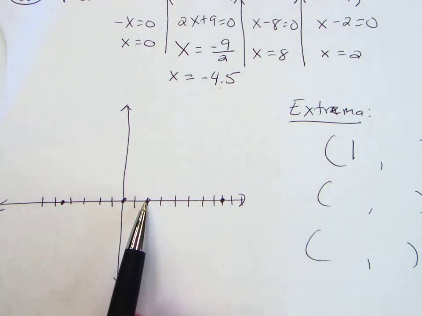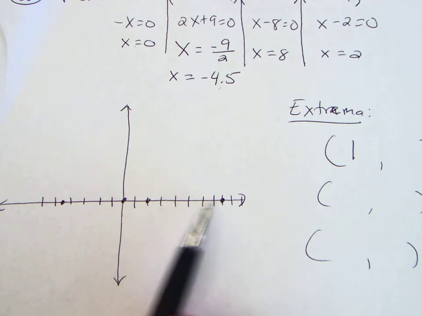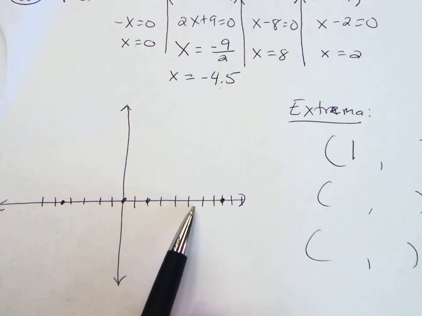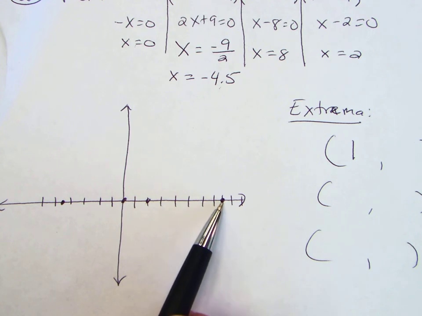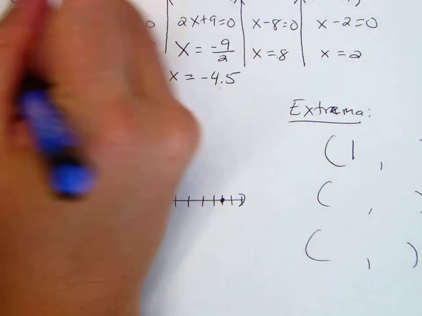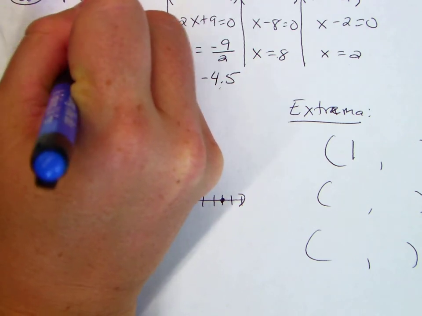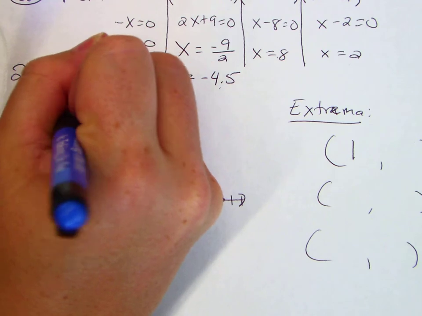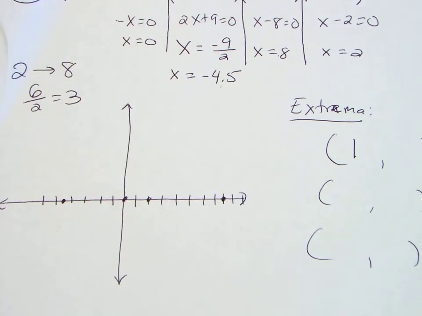This one. Halfway between these 2 points. All right, so let's look. 1, 2, 3, 4, 5, 6. There are 6 spaces to get from 2 to 8. To get from 2 to 8, it's 6. Half of 6 is 3. A lot of students are telling me that 3 is the midpoint. No. It's 3 units from each of those points. 3 is the distance to the midpoint.